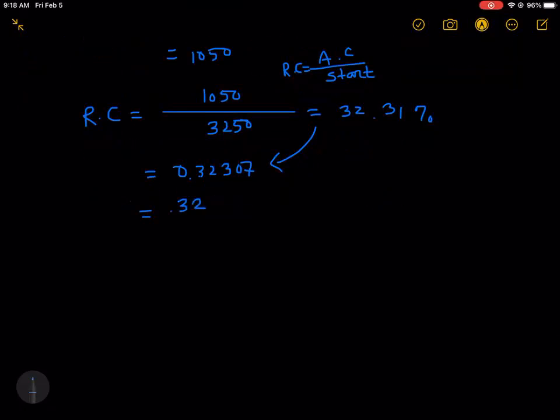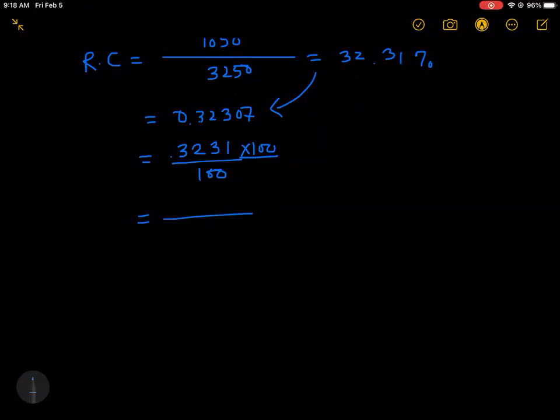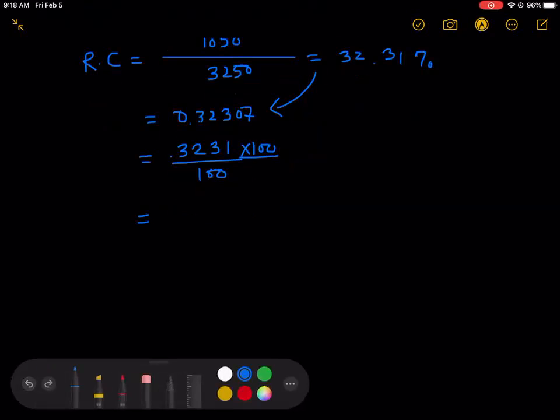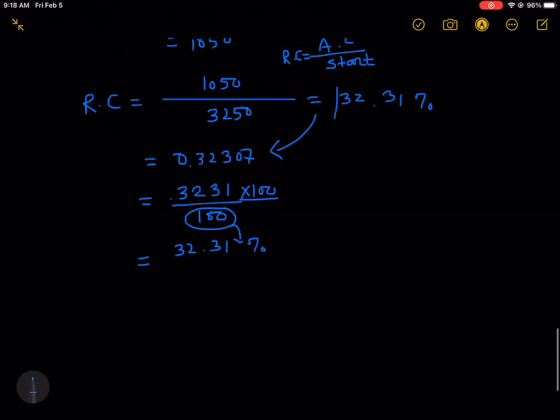So 3231 over 100 times 100, and the numerator will give you 32.31, and the denominator will give you the percentage. So that's how I got this. Okay, so that's going to be the relative change.